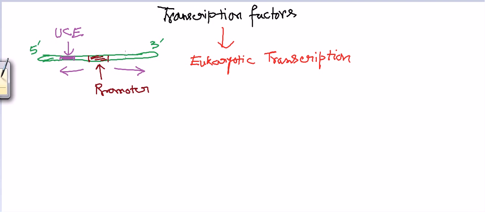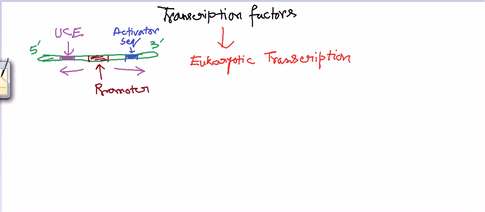Obviously there are some more elements present in the downstream region of the promoter. Let me draw them. Those are sometimes called the activator sequences. Sometimes they are present, sometimes they may not be, but that's the traditional structure of the DNA of a eukaryotic organism.